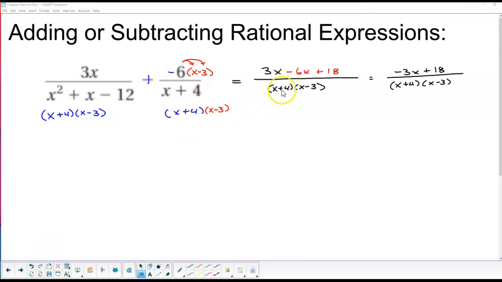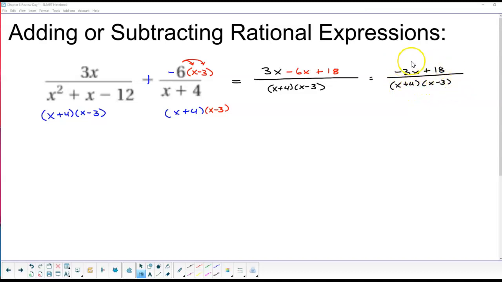So we combined the two numerators, 3x, and then I distributed the -6. And then I left just one denominator because that's the rule: keep the denominators the same. So now I'm going to combine my like terms here. 3x minus 6x gives me -3x plus 18 all over the LCD, x plus 4 times x minus 3.